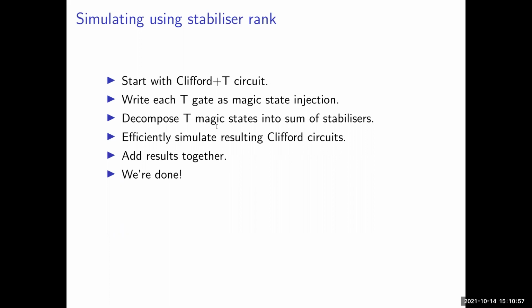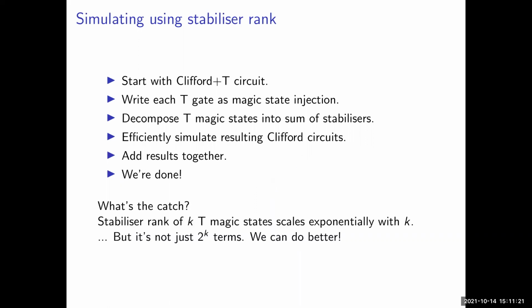Then we can decompose these magic states into sums of stabilizers, and that means that we now have a sum of stabilizer circuits, a sum of Clifford circuits. Then we can efficiently simulate each of these circuits, and then we add the results together. And the way you add these together depends on the specific thing you want to do, if you want to calculate an amplitude, or if you want to calculate a marginal probability, if you want to do something more fancy. And then you're done, you've simulated the thing.